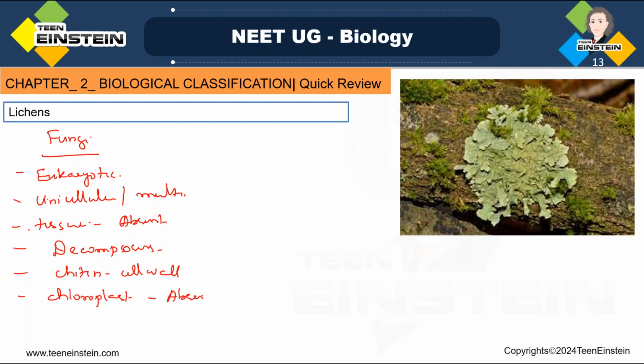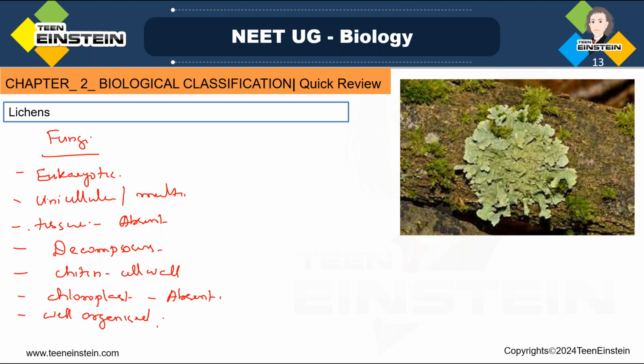Chloroplast is absent in fungi, and their nucleus is well organized. So here, from Monera, you didn't see a well-organized nucleus. When we move to kingdom Protista, from there onwards you can see a well-organized nucleus. In kingdom Fungi also, a well-organized nucleus is there.